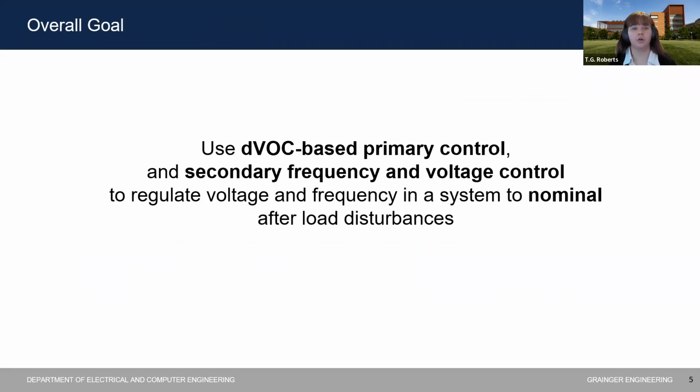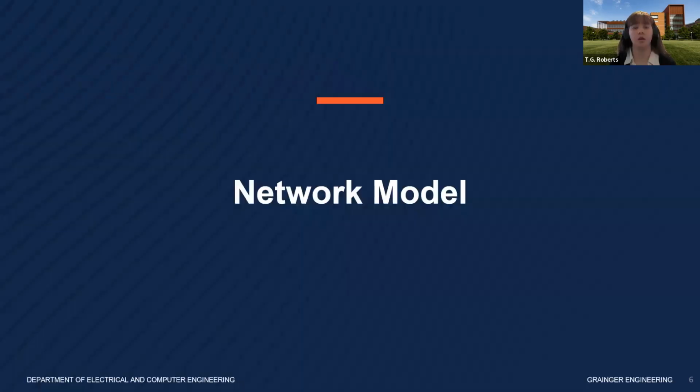So the overall goal of our system is to use dVOC-based primary control, as well as secondary frequency and voltage control, to regulate voltage and frequency in a system to nominal after load disturbances occur. Now we need to motivate the network model a bit.